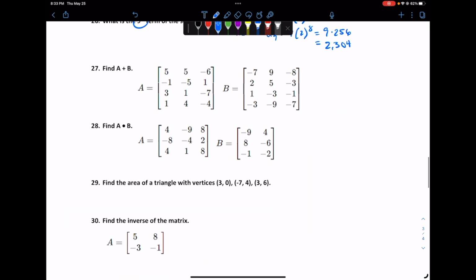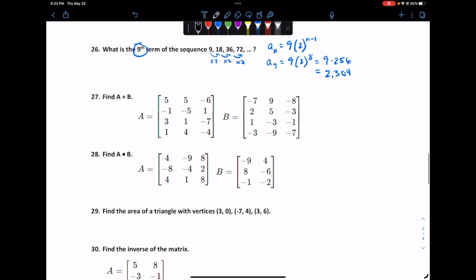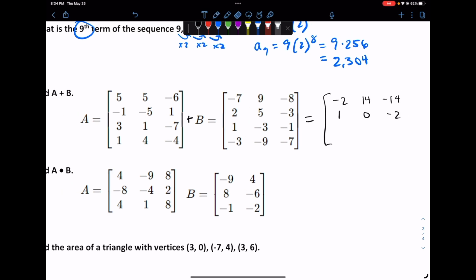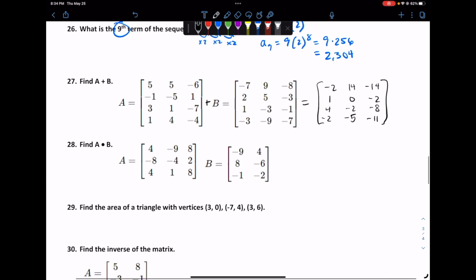2,304. All right, matrix. So if we want to find A plus B, these are two 4 by 3 matrices. If we want to add them together, we're just going to have to make sure we add all these things up. So there we go.